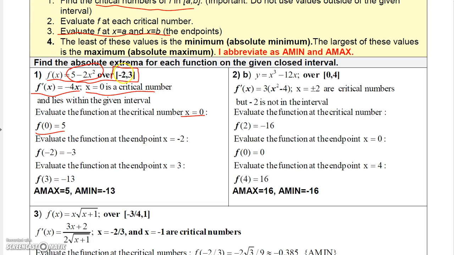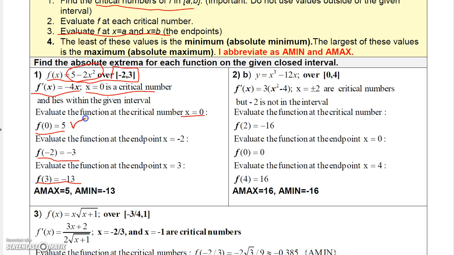Now I have to check the function at each endpoint. At negative 2, let's plug negative 2 in. 5 minus 2 times negative 2 squared. That would be 5 minus 2 times 4, so that's 5 minus 8, which is negative 3. The other endpoint, plug 3 in. 5 minus 2 times 3 squared, so that would be 5 minus 18, which is negative 13. So f of 3 is negative 13.